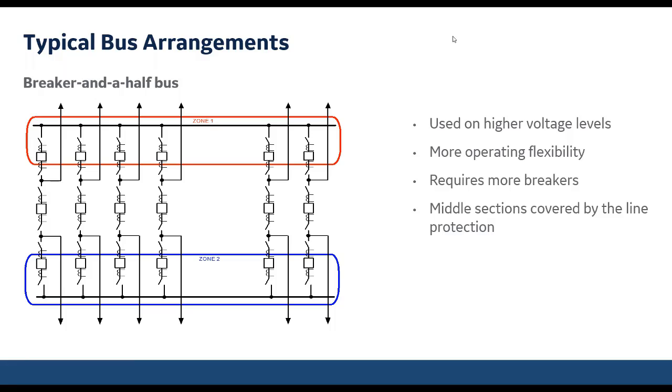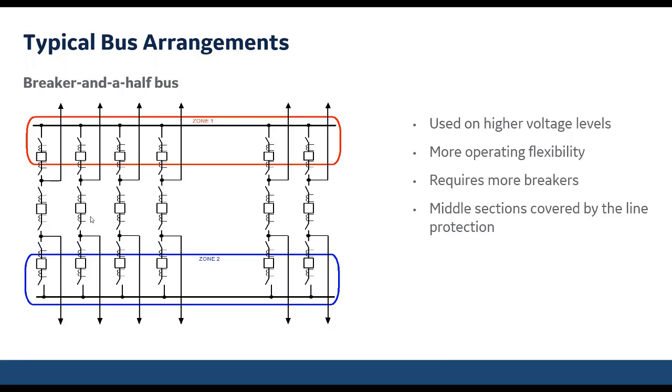And the other arrangement is the breaker and a half bus. The reason it's called breaker and a half is, as you can see, on each section there are 3 breakers and 2 feeders. It could be source, it could be load. So because of that, 3 breakers to 2 sources or loads, 3 divided by 2, that's where the breaker and a half name comes from. This type of configuration offers a lot of operational flexibility, and is used most often at higher voltage levels.